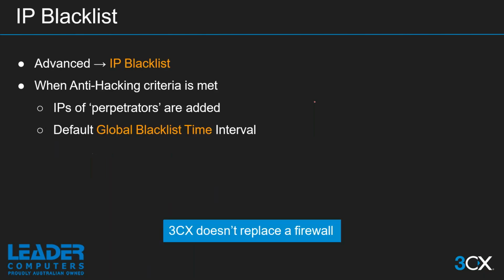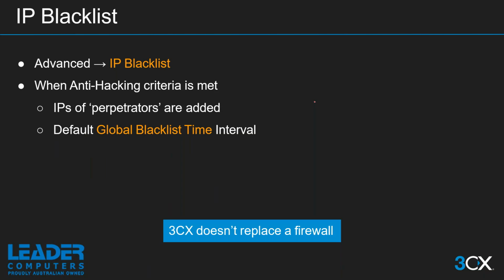And IP blacklist. If you go to Advanced, there is an IP blacklist option for when anti-hacking criteria are met. 3CX allows you to whitelist or blacklist IP addresses. All traffic from whitelisted IP addresses will be granted without being checked by the anti-hacking feature. All traffic from blacklisted addresses will be stopped immediately. And basically, if there are multiple failed attempts, 3CX will automatically blacklist the IP.